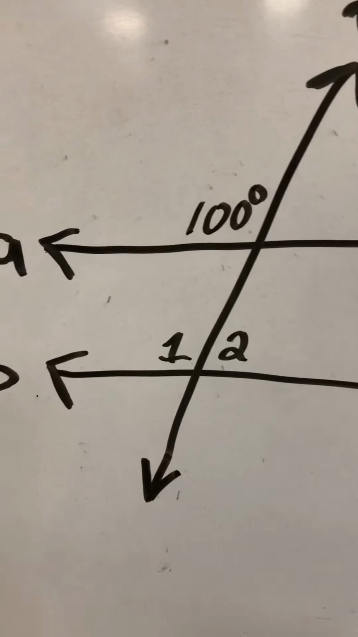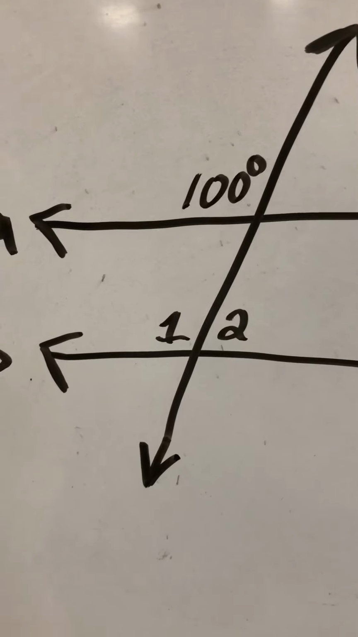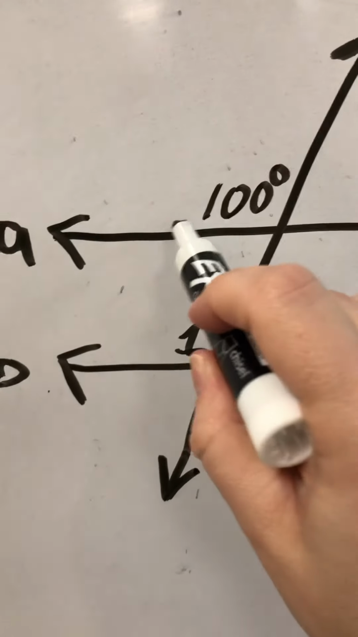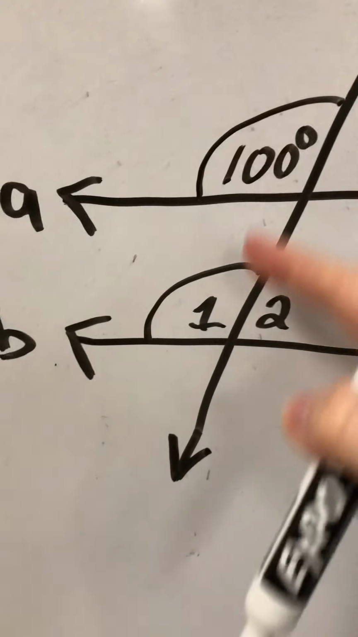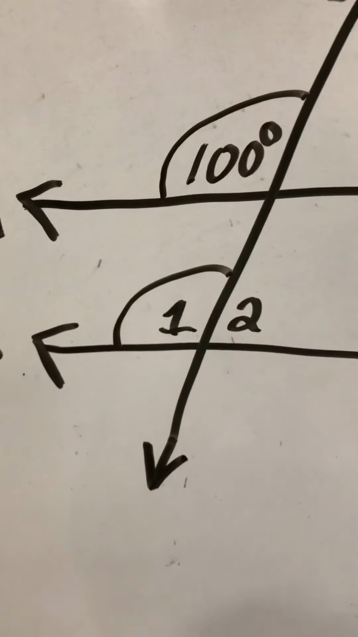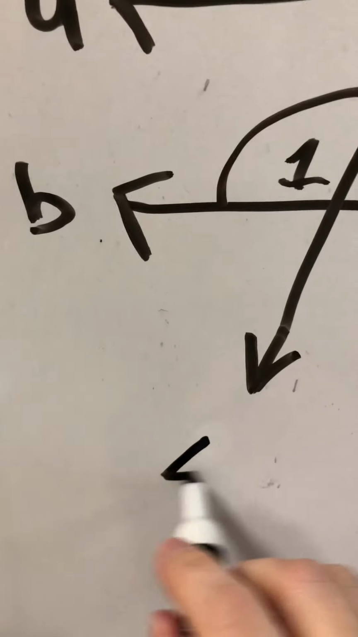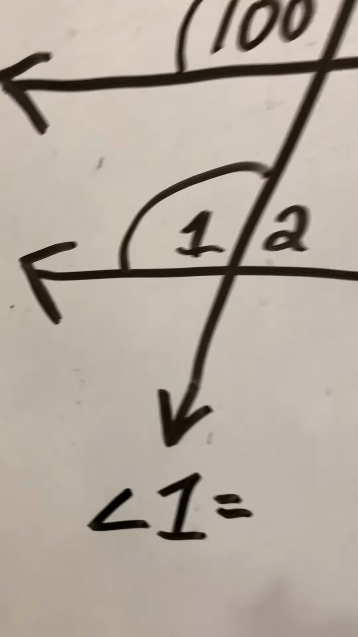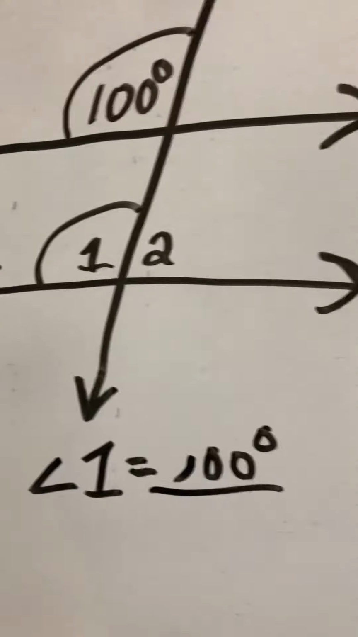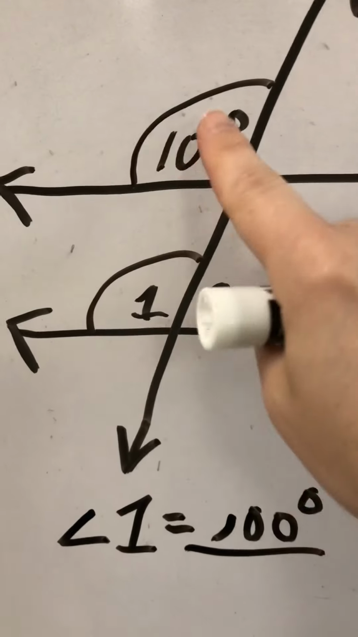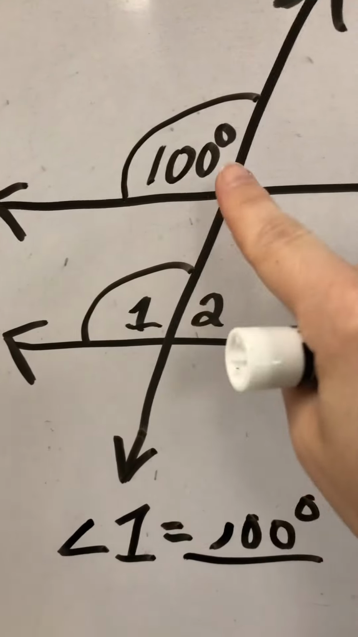Well, we need to remember back to some of the things I've already said on this video. I know that this angle here is equal to this angle. They're in the same spot, so they are equal to each other. Therefore, I know that angle 1 is equal to 100 degrees. Again, that's because they are in the same position.